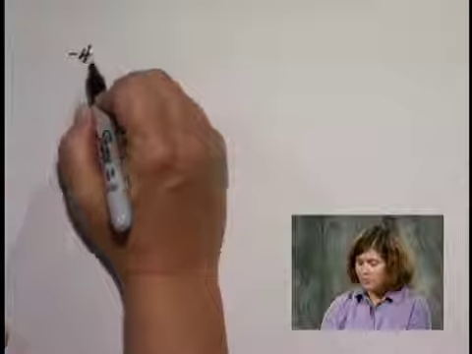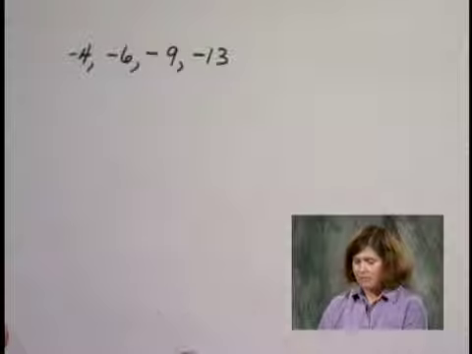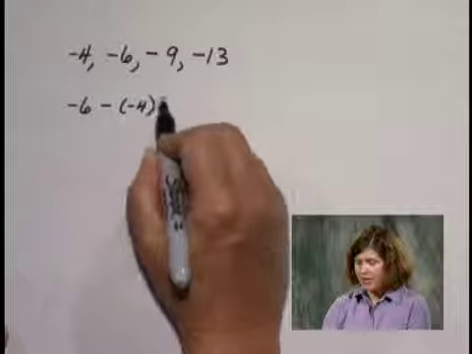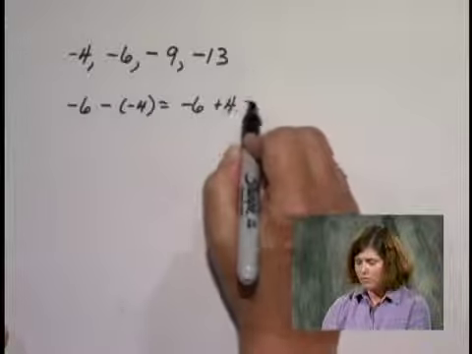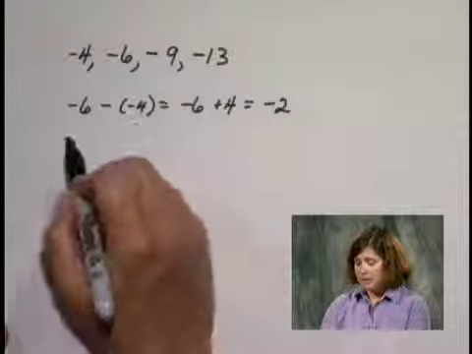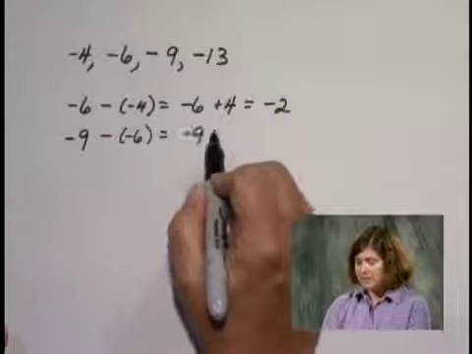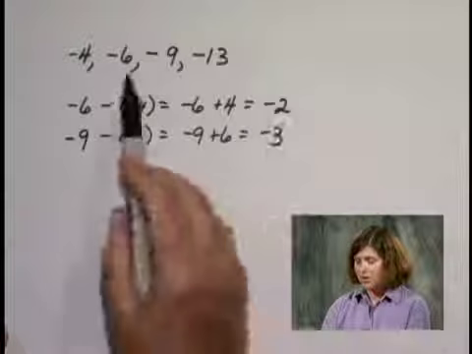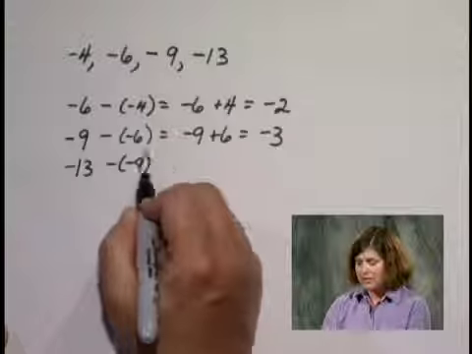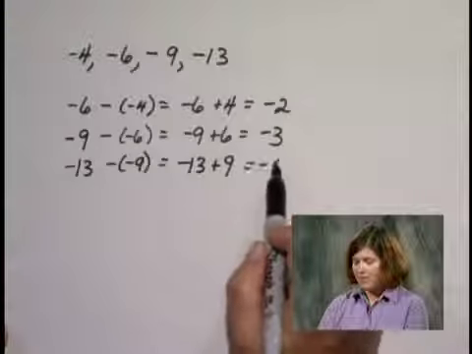We have negative 4, negative 6, negative 9, negative 13. We subtract negative 6 minus negative 4, and that gives us negative 6 plus 4, which is negative 2. So it went down 2 from negative 4 to negative 6. Let's try the next section here. Negative 9 minus negative 6 is negative 9 plus 6, which is negative 3. It went down 3. How about negative 13 minus negative 9? Well, that's negative 13 plus 9, and that's negative 4.